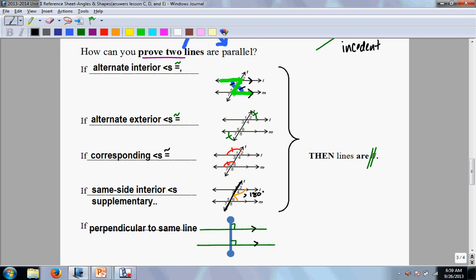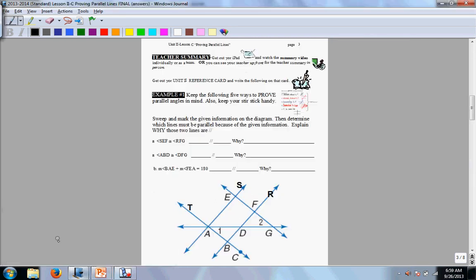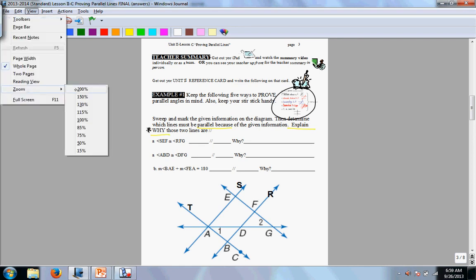Keep this cardstock right in front of you as you go to today's teacher summary example, which is right here. Keep that cardstock right in front of you, right underneath your nose. Okay, so it says, sweep and mark the given information. Then determine which lines must be parallel because of the given information and explain why those lines are parallel. A good chunk of your homework is going to be answering the question, why, tonight, not just what the answer is.